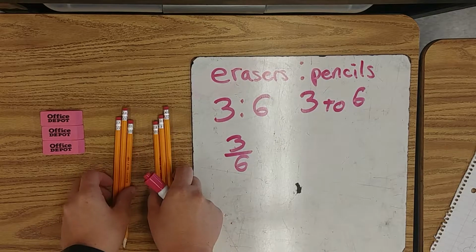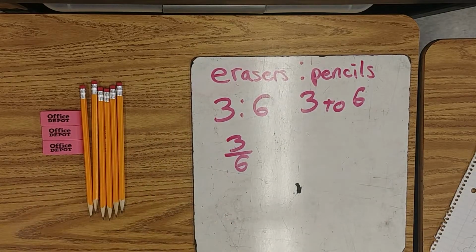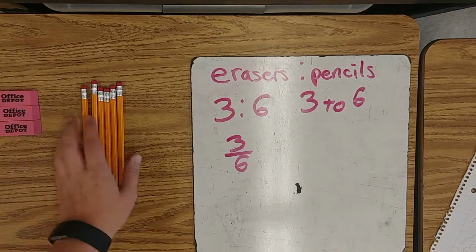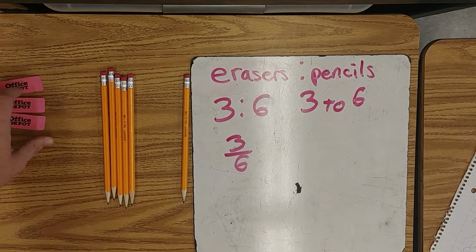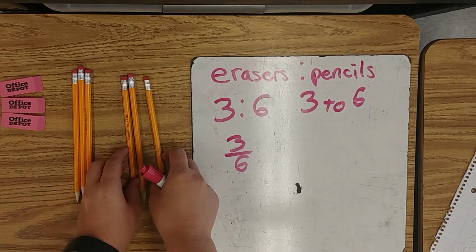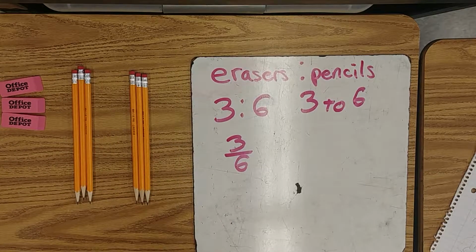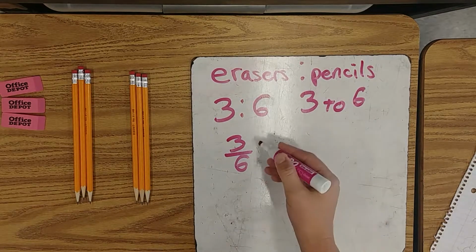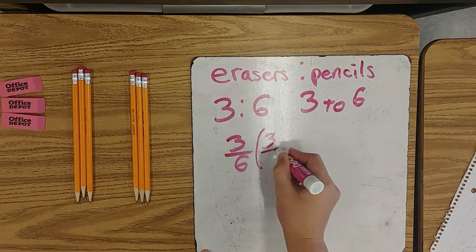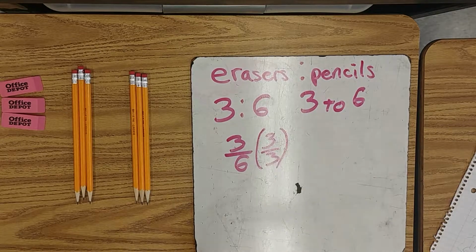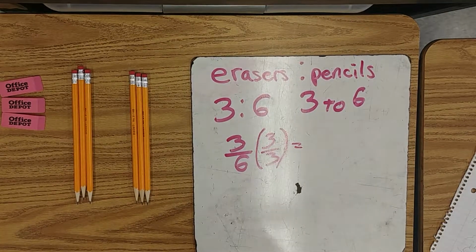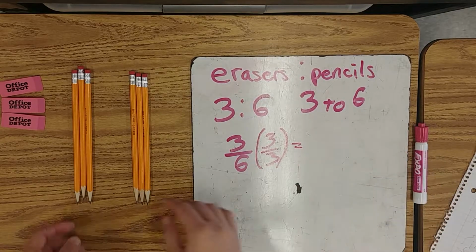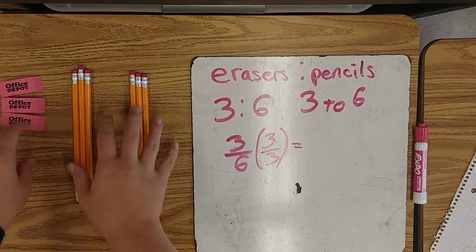So, looking at everything that I have here, I notice that both my erasers and my pencils can be divided by 3. I have 1, 2, 3 here, I have 3 here, and I have 3 here. So what I can do is divide this 3 over 6 by the fractional one, 3 over 3. 3 divided by 3, 6 divided by 3. Let's take a look at what that's going to look like using our actual manipulatives.